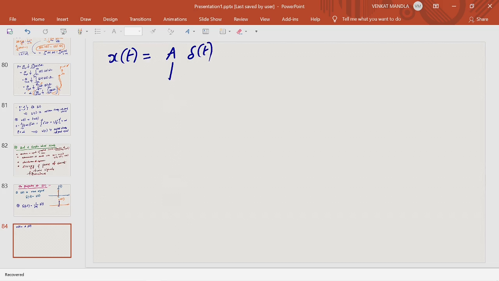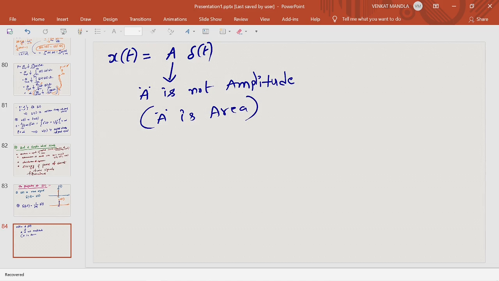What is this a? This a is not amplitude. I already discussed this in the first class, but again I want to discuss this. A is not amplitude. This A is area. Why?